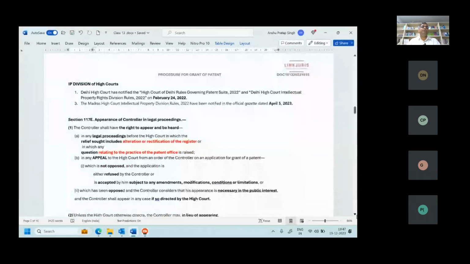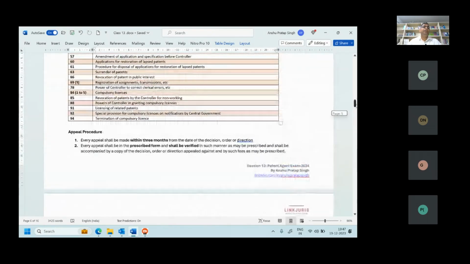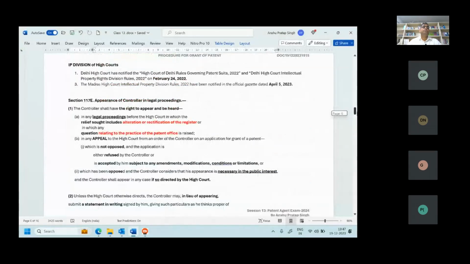Anyways, appearance of controller in legal proceeding. See, in 117, there are only 2 sections: 117A and 117E. These are the only 2 sections. Rest have been deleted. So, appearance of controller in the legal proceedings. Controller has a right to appear and be heard.